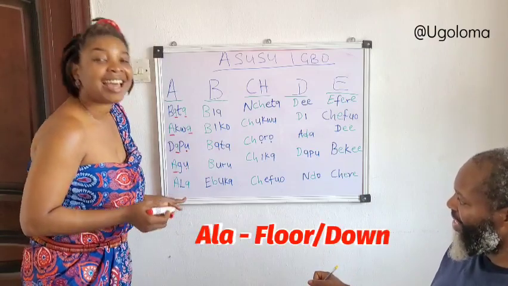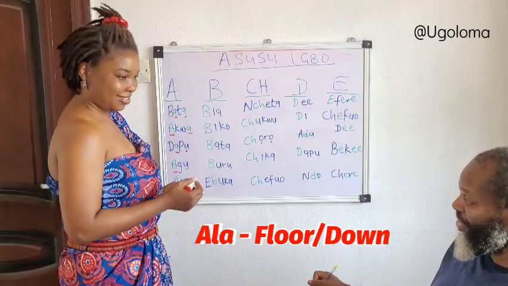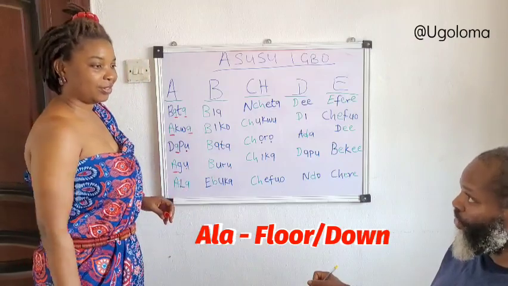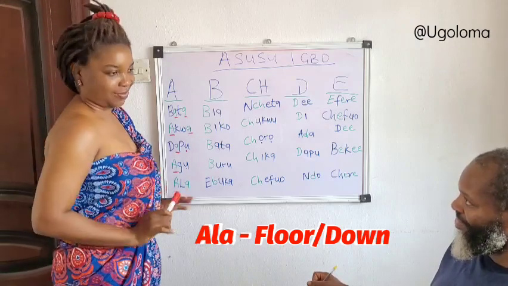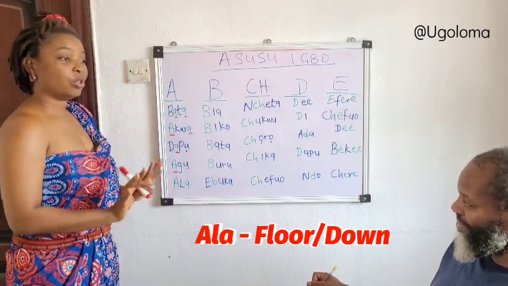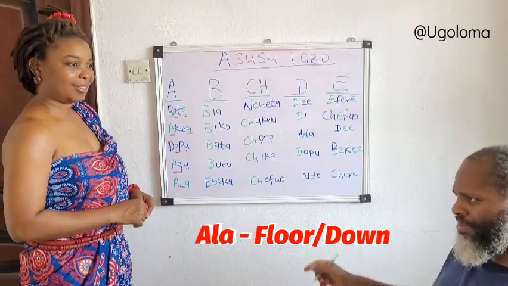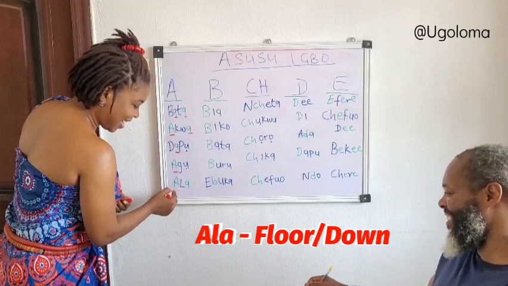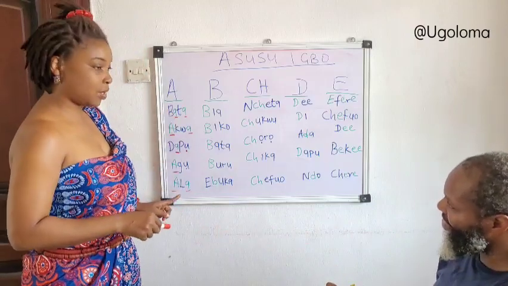Okay, next one. Alla. Again. Alla. And what is it? It means floor. The ground. Noro alla. Sit down. Alla means floor or down. You gotta be careful when you say that around though. You say Alla and they think Muslim. So Alla. Say it again. Alla.